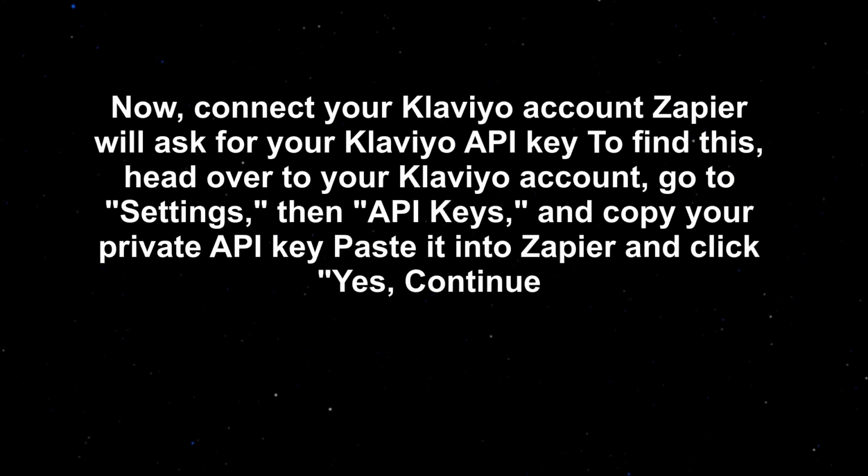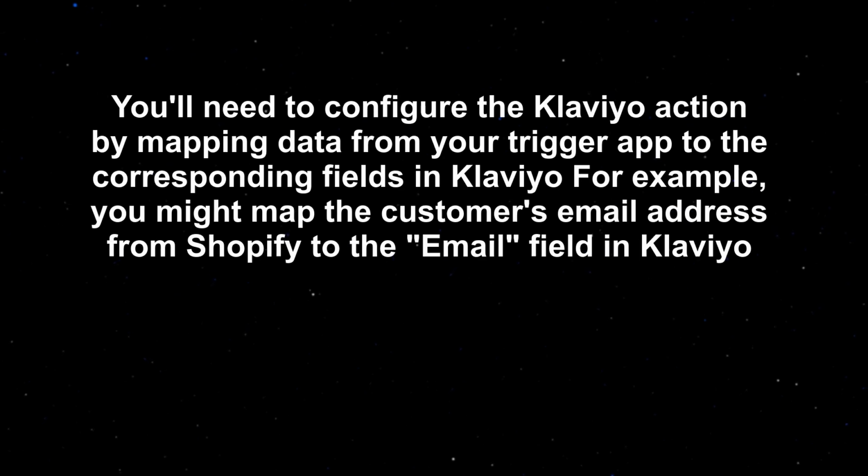Now, connect your Klaviyo account. Zapier will ask for your Klaviyo API key. To find this, head over to your Klaviyo account, go to Settings, then API Keys, and copy your private API key. Paste it into Zapier and click Yes. Continue.